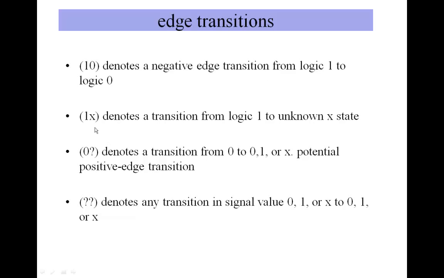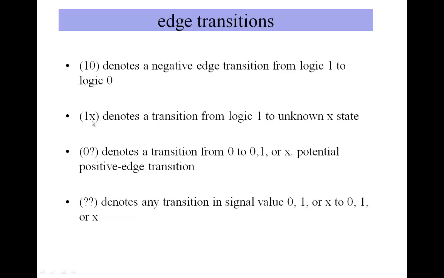So this is a negative edge transition when within parentheses there is 1 0. If 1 x, x is unknown, so it denotes a transition from logic 1 to unknown state. 0 question mark is 0 to don't care. It may be 0, it may be 1, it may be x. It denotes a transition from 0 to don't care. So chances are there, if it is going from 0 to 1, then it is a positive edge. That's why we call it a potential positive edge transition.